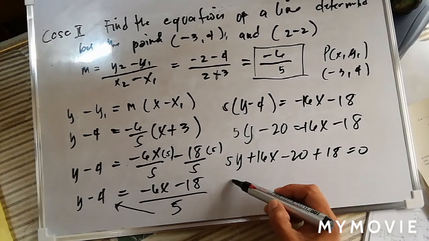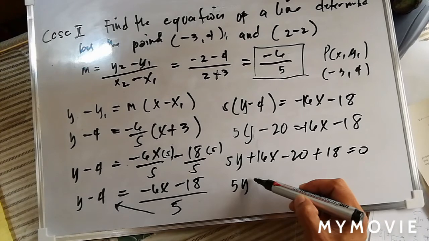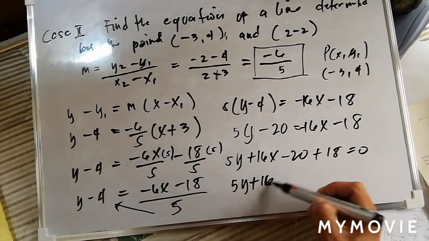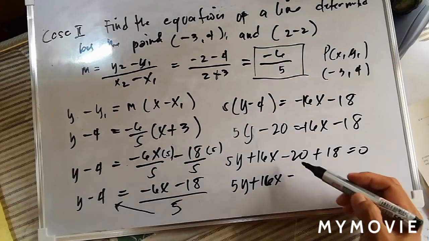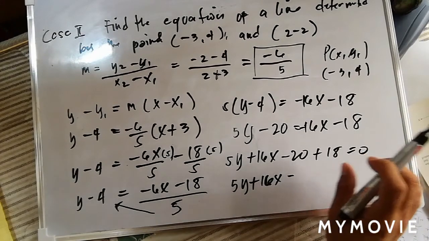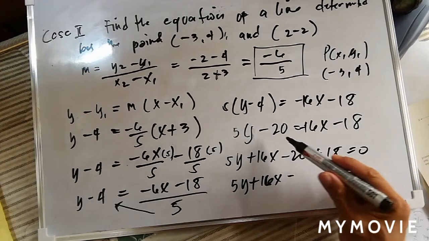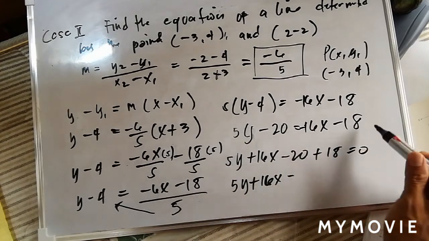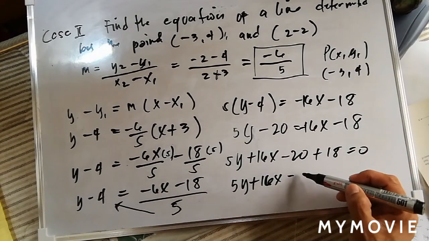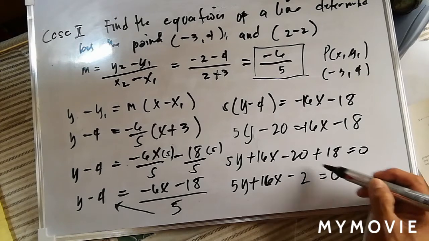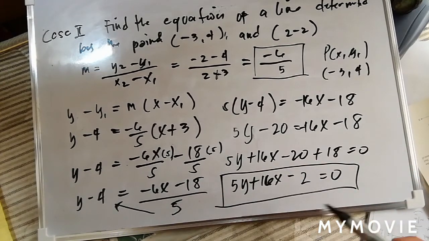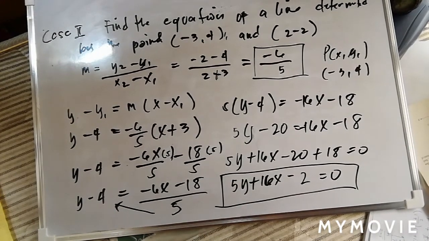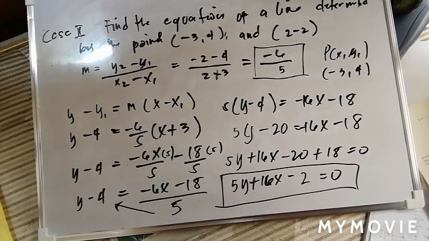Simplifying, 5y plus 6x, and negative 20 plus 18 is negative 2, equal to 0. This is our standard equation. The standard equation is 5y plus 6x minus 2 equals 0, the standard equation of the line.